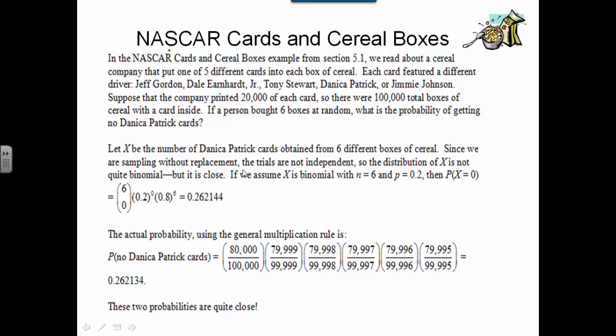Since we're sampling without replacement, the trials are not independent, so the distribution is not quite binomial, but it's close. If we assume x is binomial with n equals 6 and p equals 0.2, then the probability x equals 0 will be 6 choose 0 times 0.2 to the 0 times 0.8 to the 6th, which is 0.262144. The actual probability using the multiplication rule is 0.262134. The two probabilities are quite close.